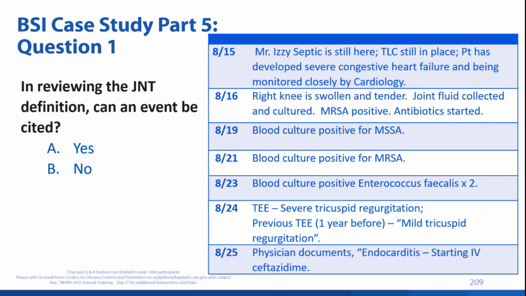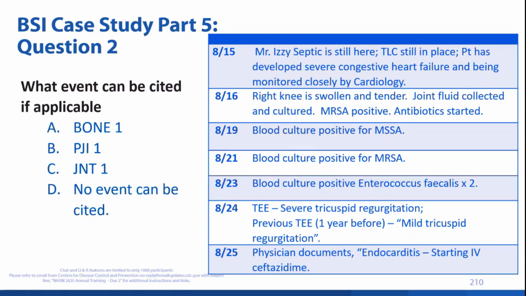So in reviewing the joint definition, can an event be cited? A for yes, B for no. LaTasha, everyone's saying A. Awesome. I'm so proud of y'all.